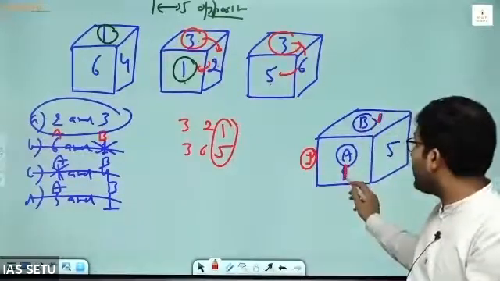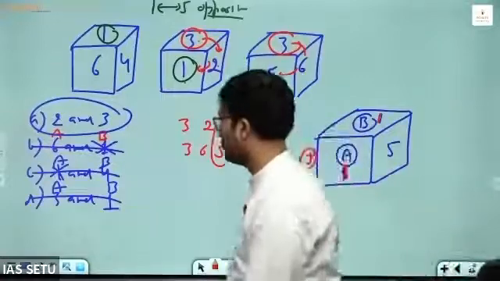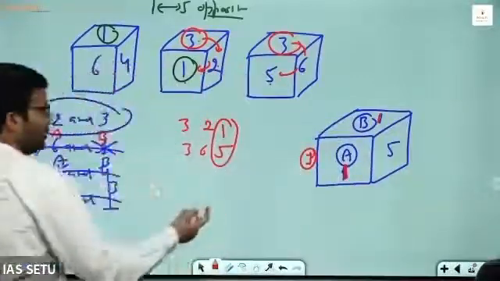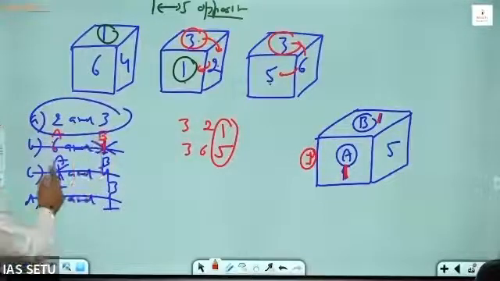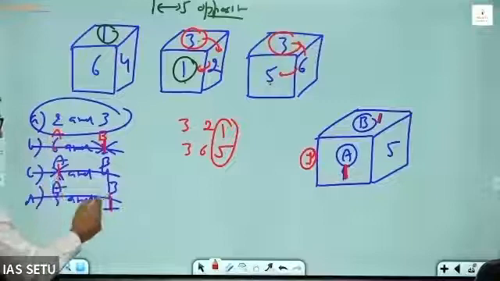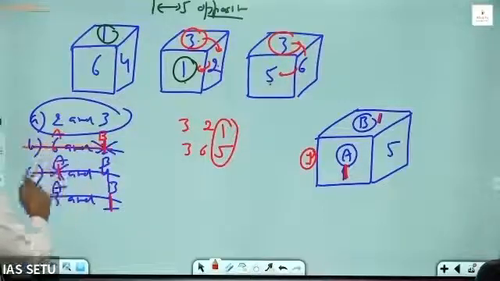So if A is 1, it will contradict the question. A6 B1: B1 cannot be, A1 cannot be, B1 cannot be. So you eliminate this answer.